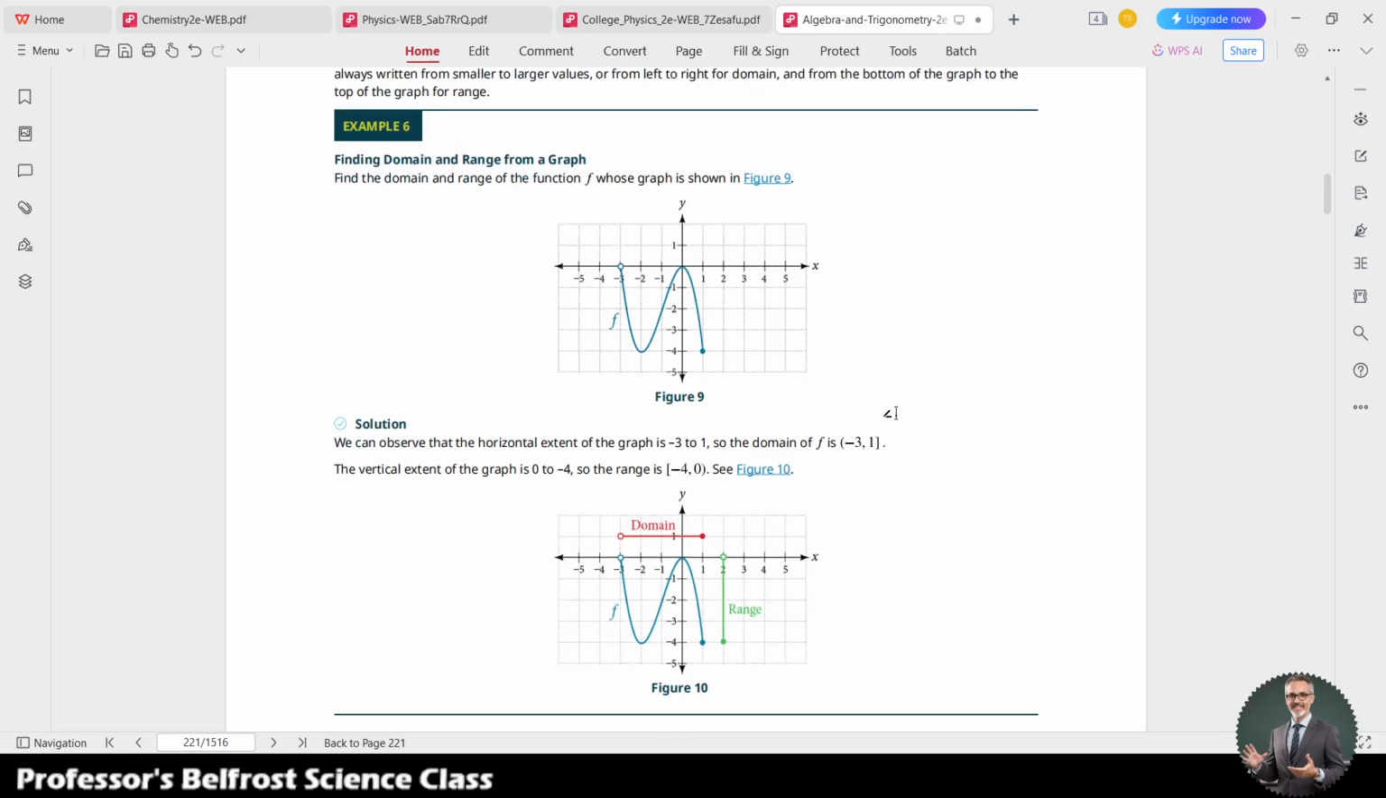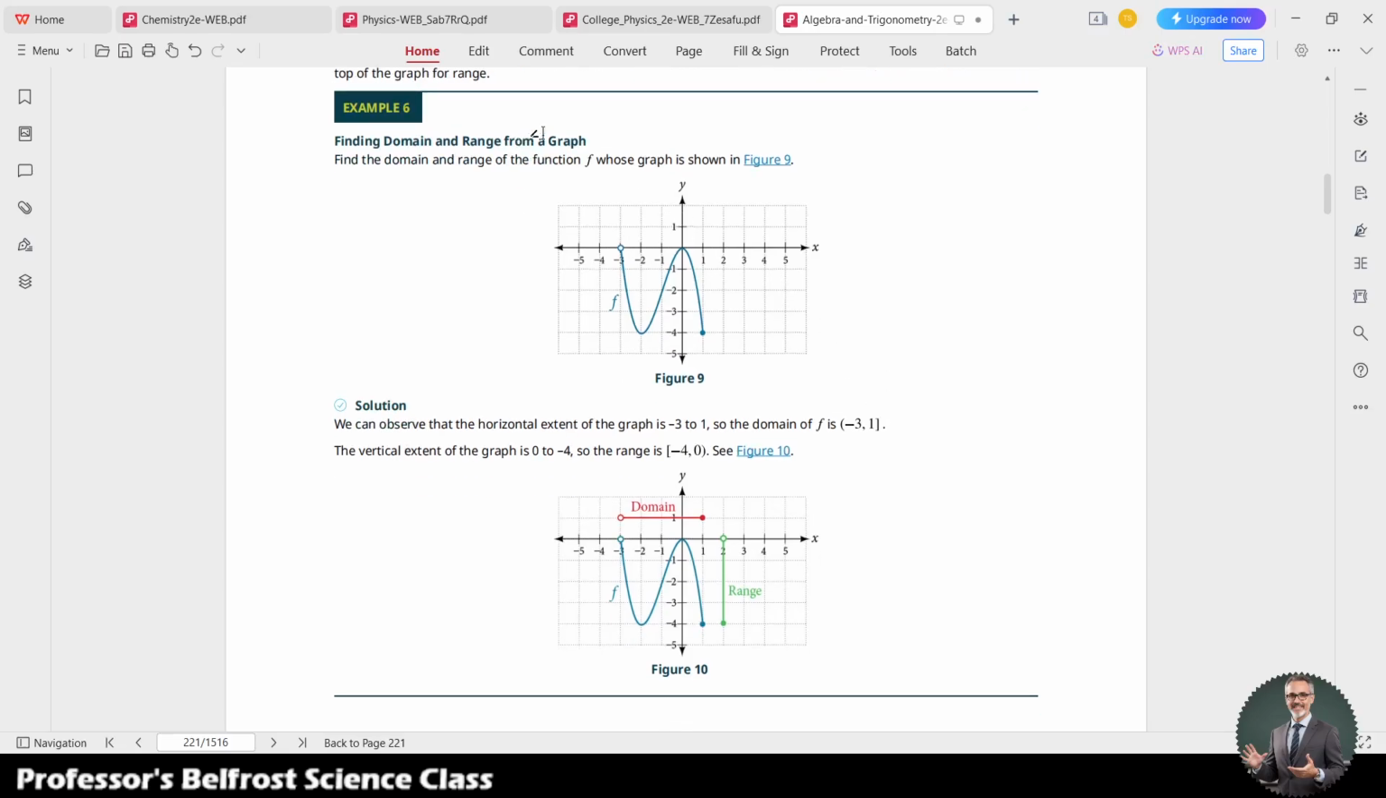Okay, so example 6, finding the domain and range of a graph. Find the domain and range of the function f, whose graph is shown in this figure. Please pay attention to this. We have this closed dot here, and this is an open dot. I always say this is a closed dot or black dot, and this is a white dot or open dot.